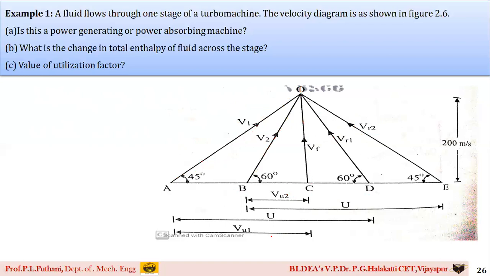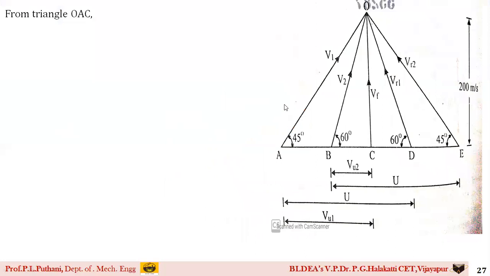Now, using the trigonometric functions, we shall go for the solution of this problem. For our analysis, we are considering the triangle OAC. You can use any of the trigonometric functions, that is sine, cos, or tan. Right now we have the value of VF, and V1 is also there, with an angle subtended of 45 degrees. So you can find VU1 using the tan function.